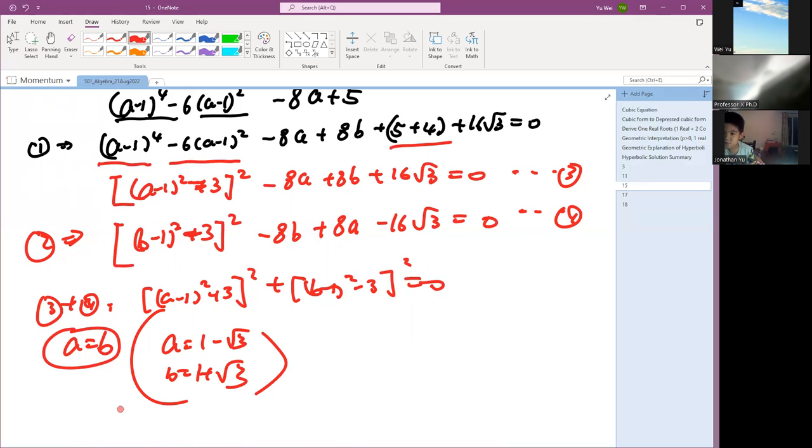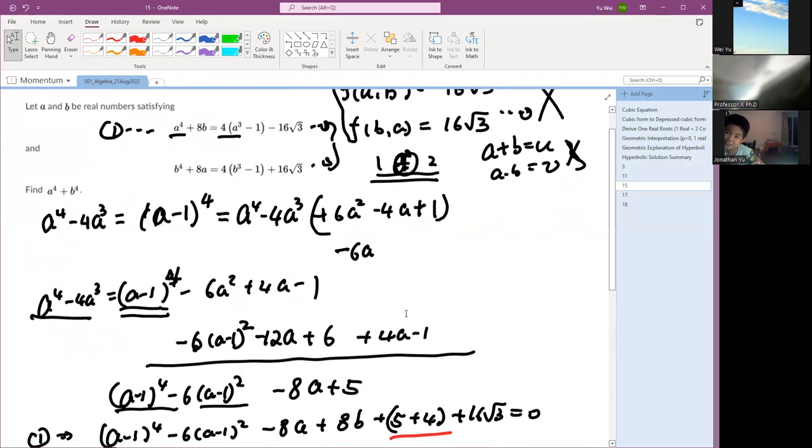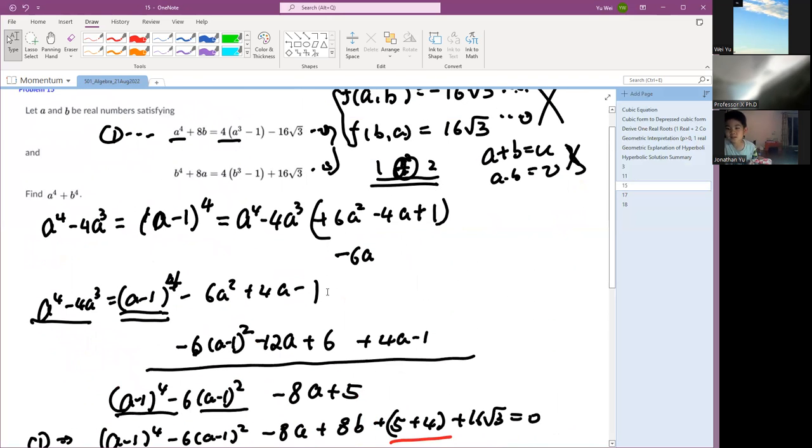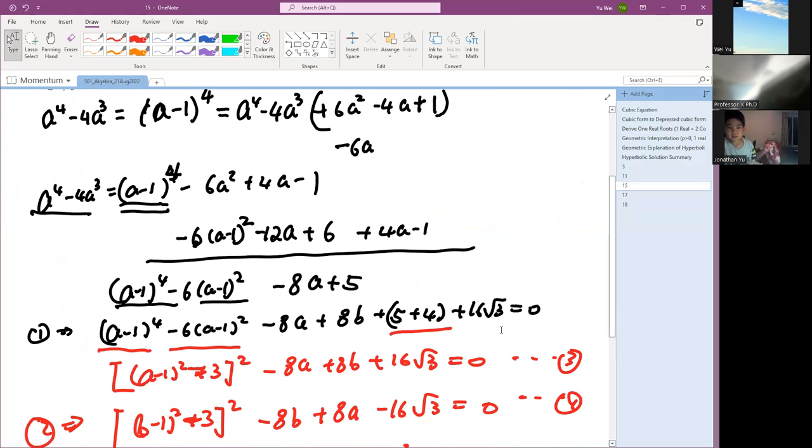Yeah, it's really simple. Just set them to 0. As long as I come out with the 3 and the 4, the rest of them will be trivial.